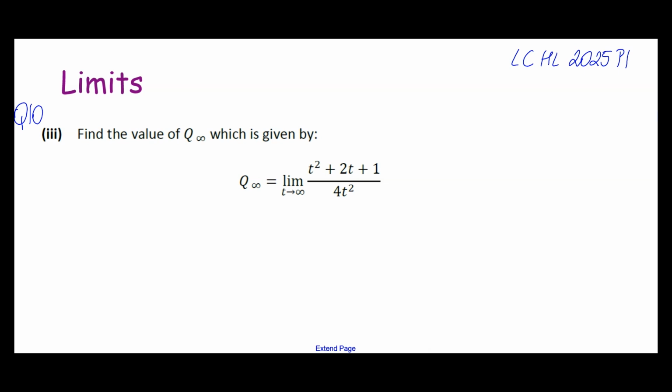Limits. Let's have a look. Now, limits like that are not very common, but they do happen in your Leaving Cert, and they look more complex than they actually are.